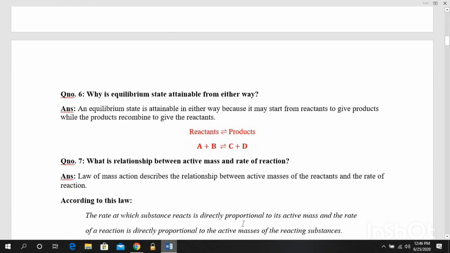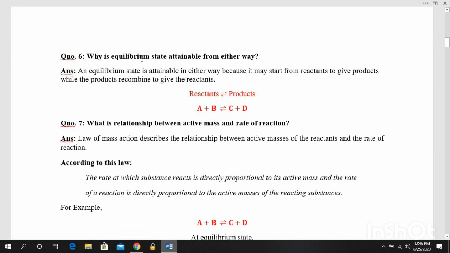Alright, so moving ahead towards question number 6: why is the equilibrium state attainable from either way? An equilibrium state is attainable in either way because it may start from reactants to give products, while the products recombine to give the reactants. As we have studied before, it is not mandatory in reversible reactions that equilibrium is established from the reactants, or from the products.